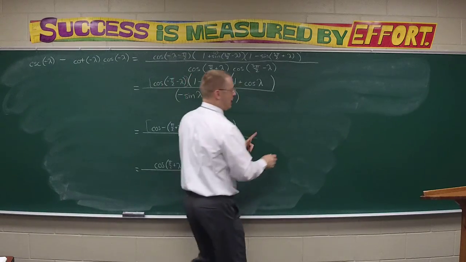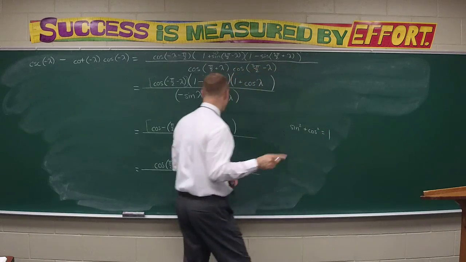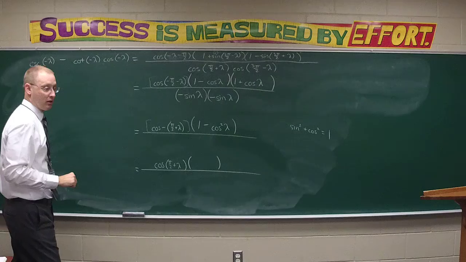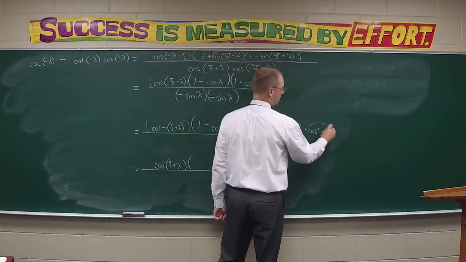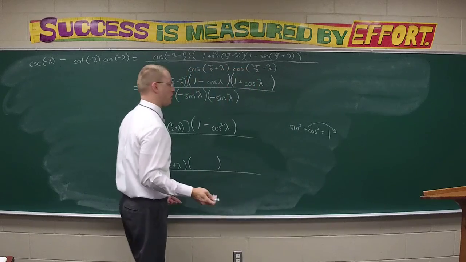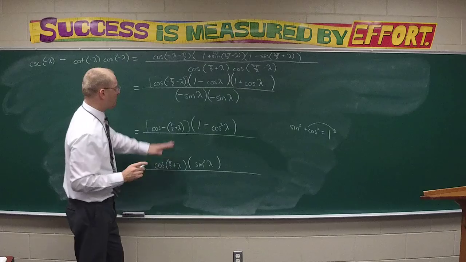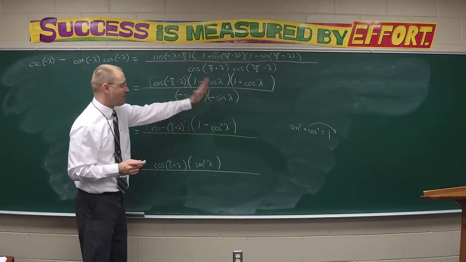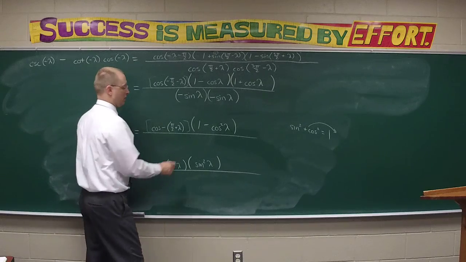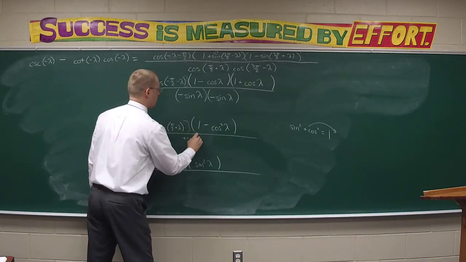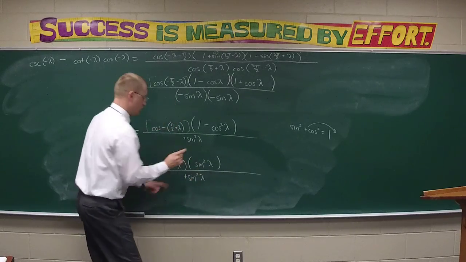But the actual Pythagorean identity, remember, is sine squared plus cosine squared equals 1. Can we make a 1 minus cosine squared? Yes, move the cosine over. So it would leave us with a sine squared. So this just becomes sine squared lambda. Now let's come to the denominator. I've got a negative sine squared lambda and a negative sine squared lambda. Positive sine squared, so this just becomes a positive sine squared lambda.